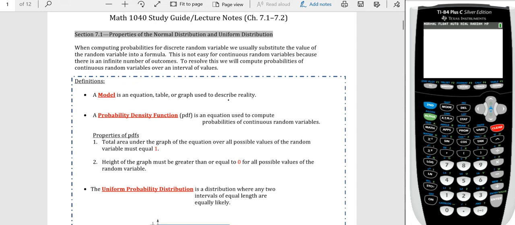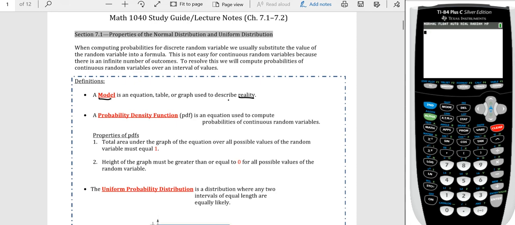Now, before we get to that, we have a few definitions. First, the definition of a model. If you ever hear us talking about the word model, what we're referring to is an equation, table, or graph that's used to describe reality. Now, describing reality, we've been working with those really since chapter 2. Anything like a histogram or a two-way table from chapter 4 or the formula for binomial distribution in chapter 6. All of those are things that are used to try to describe something in reality. So model is just a nice word that we use as an umbrella term to take care of anything that we come up with or develop that's trying to describe reality.